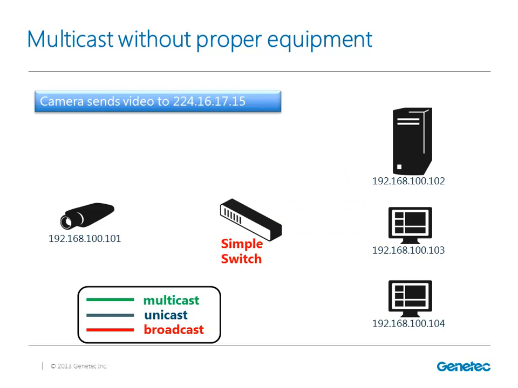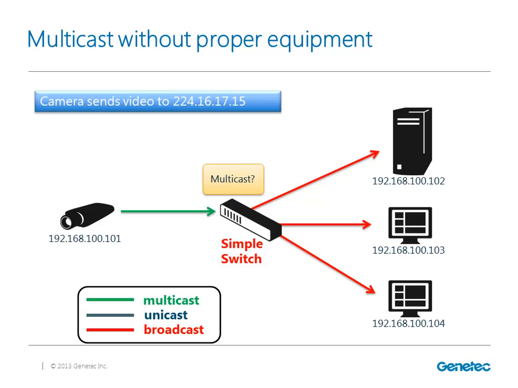What if we use a simple switch that doesn't support multicast? When the camera sends multicast packets to a Class D address, a multicast address like 224.16.17.15, those packets arrive at the switch, but the switch doesn't know how to manage multicast, and simple switches will in general broadcast the multicast packets to every member on the network, thereby flooding the network.